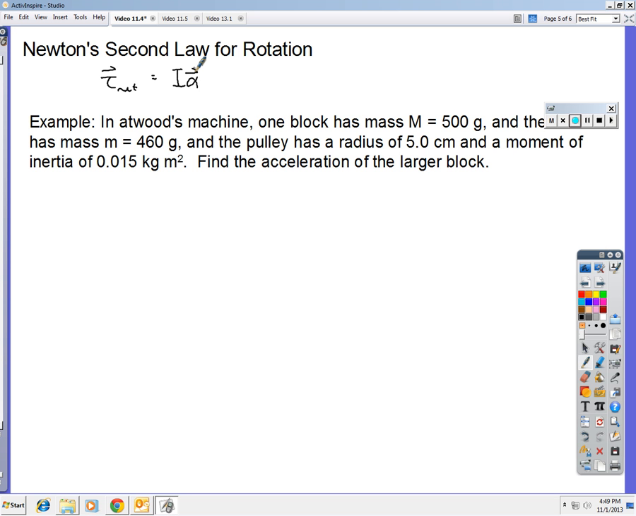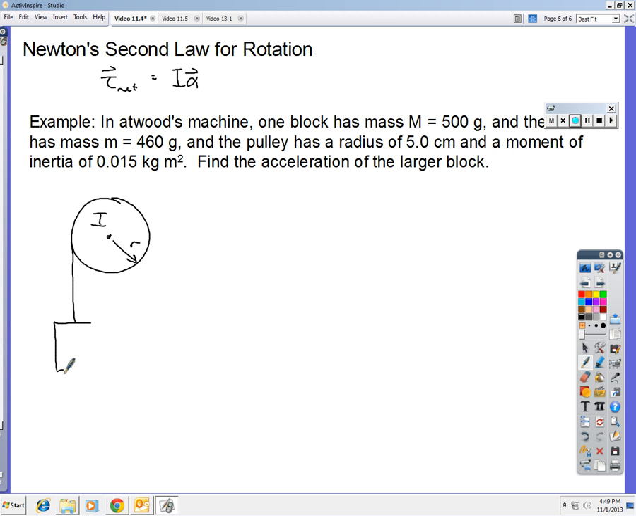And it's just like Newton's second law for linear motion. Now let's learn how to apply that. Atwood's machine. Except this time, the pulley is not massless. So the pulley has a certain moment of inertia and a certain radius.